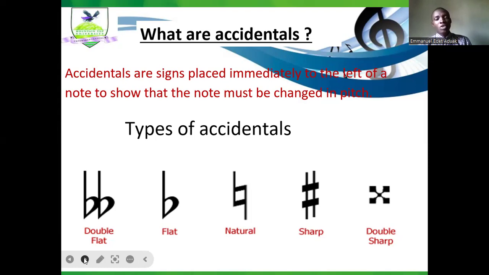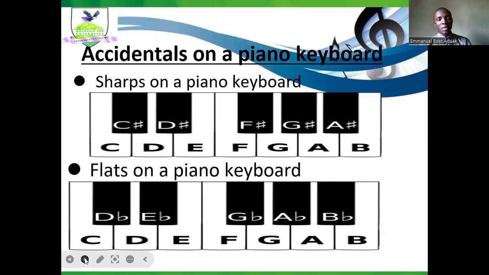Then we can also have double sharp, we have double flat. A double sharp raises a note by a tone or a whole step. Then a double flat lowers a note by a tone or a whole step. This is how accidentals operate, and these are the different examples we can have.